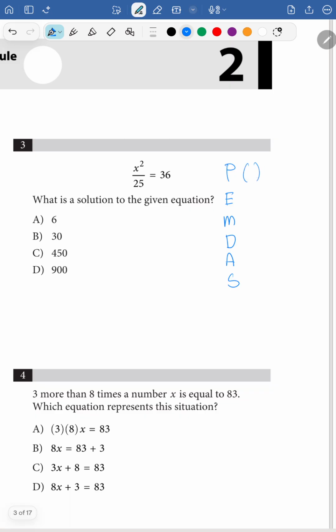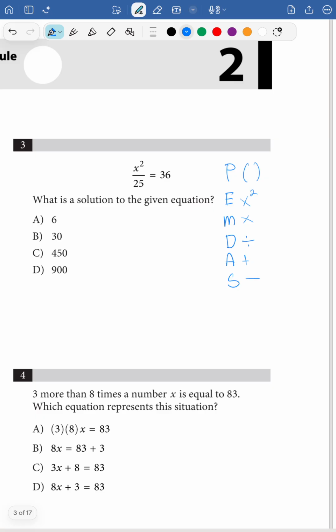E stands for exponent, which would be the two on the top right. M is multiplication. D is division. A is addition, and S is subtraction. So basically, this tells you what order to go through when you are doing an equation. However, when you are solving for an x like this, you work backwards.